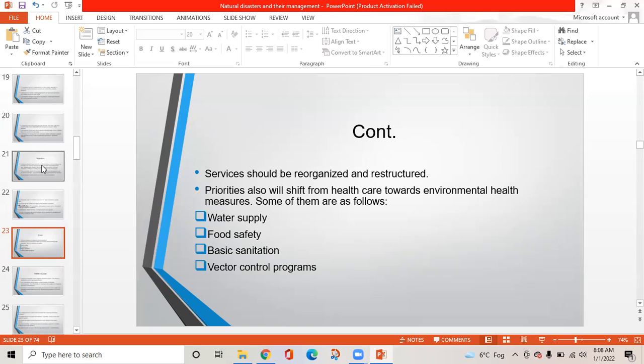Priorities in the case of rehabilitation also shift from healthcare towards environmental health measures, and some of these are water supplies, food supply, basic sanitation, and vector control programs.